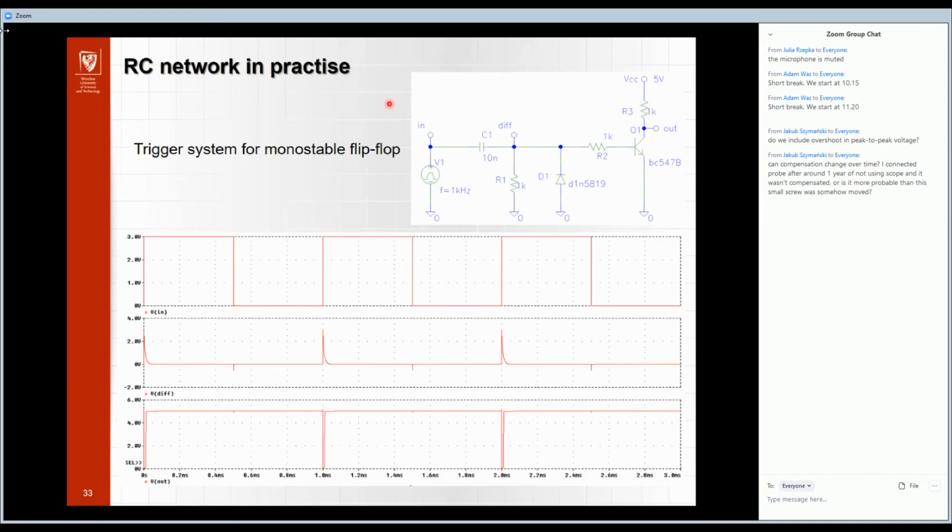So this is quite a useful trigger system for flip-flops, for example. So we convert this square wave to some very sharp spikes.